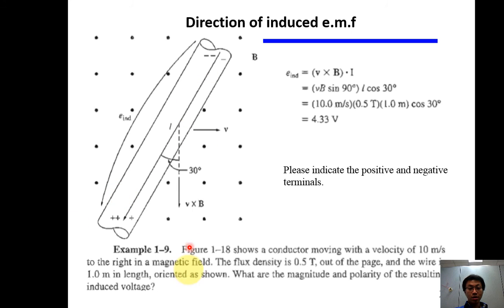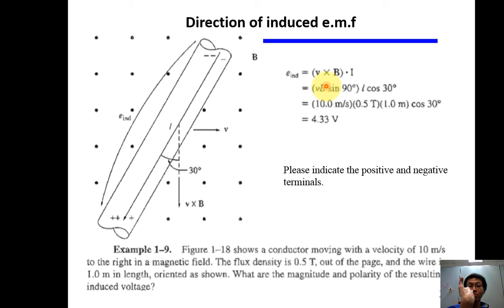This is 1 meter, oriented as shown like this. So it is 30 degrees compared to here. What are the magnitude and polarity of the resulting induced voltage? So we will use this formula with Fleming's right hand rule.